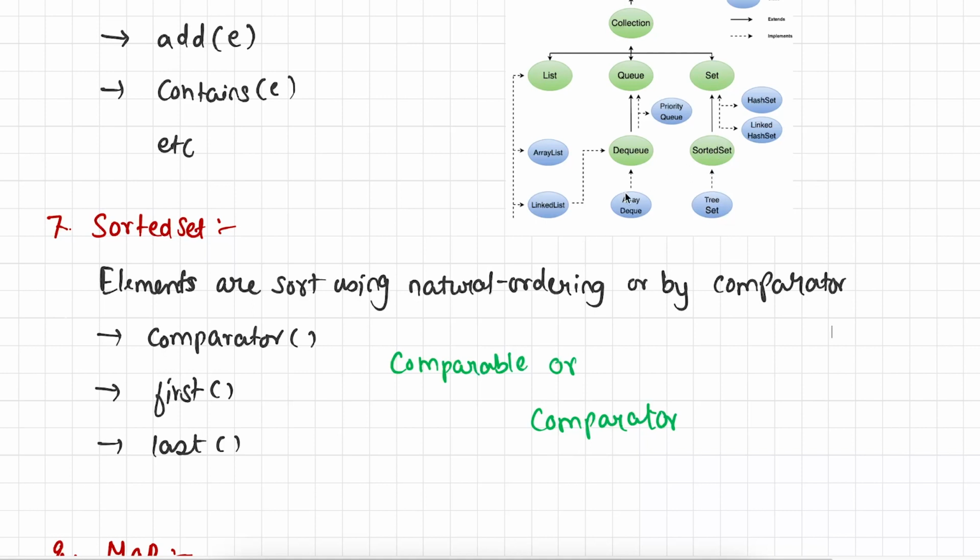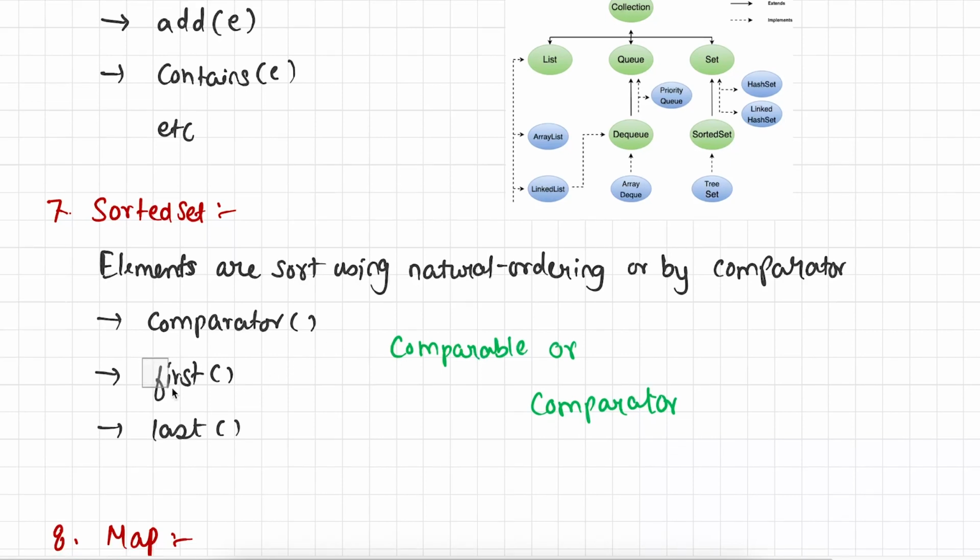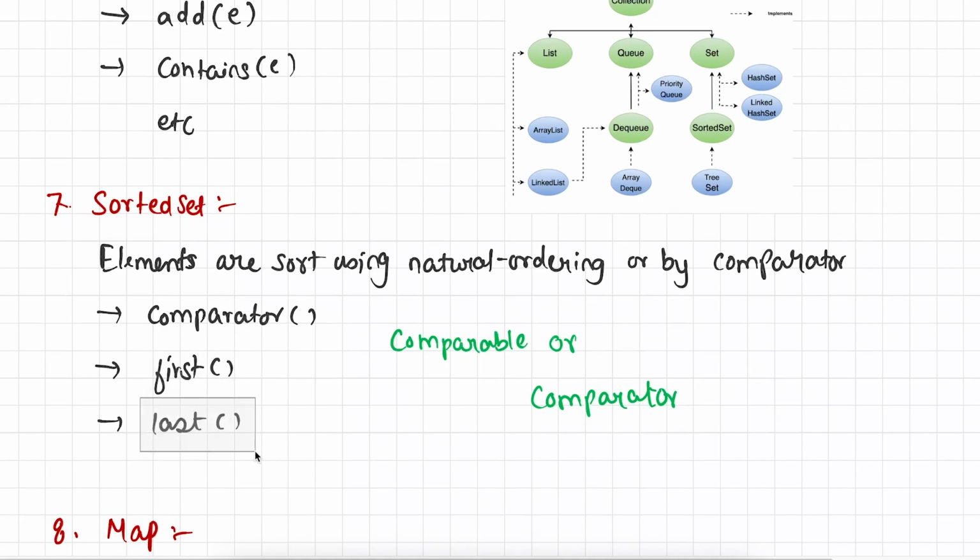This interface also defines a few methods that are implemented by the TreeSet collection. The first one is comparator. The comparator method is used to get the comparator that is used to sort the elements of the SortedSet. The first method is used to get the element at the first position, and the last method is used to get the last element of the SortedSet.